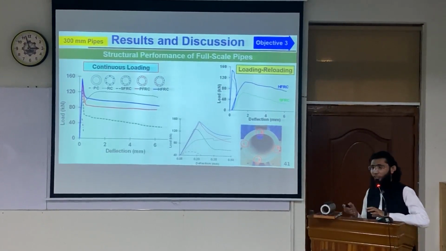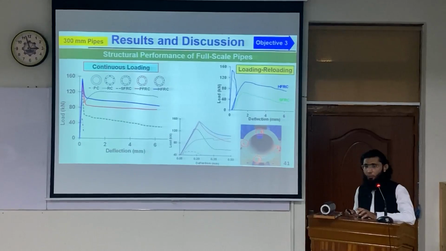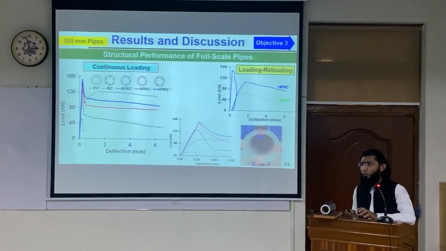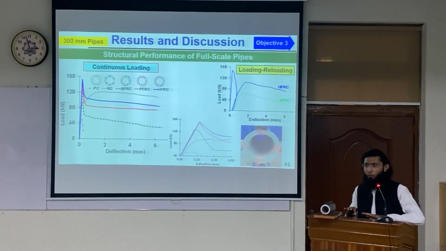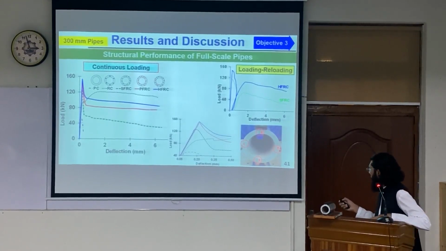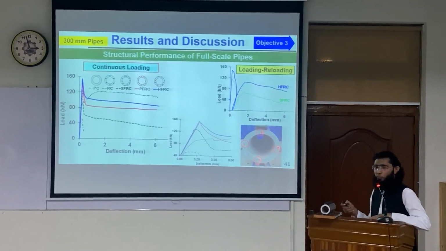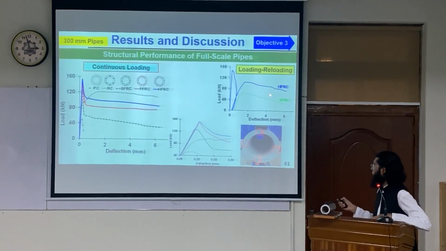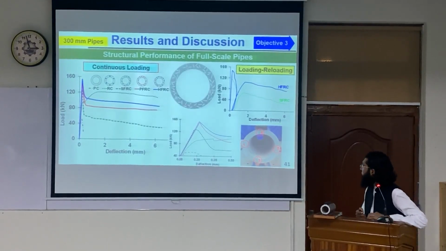Now this reloading phase actually tests the effectiveness of the fibers, because now the concrete matrix is already cracked, so the resistance is coming primarily from these fibers, and the hybrid fiber reinforced concrete pipes could still bear a significant amount of load even when the crack had already appeared. So these are different cracks that appear in more detail on the next slide.